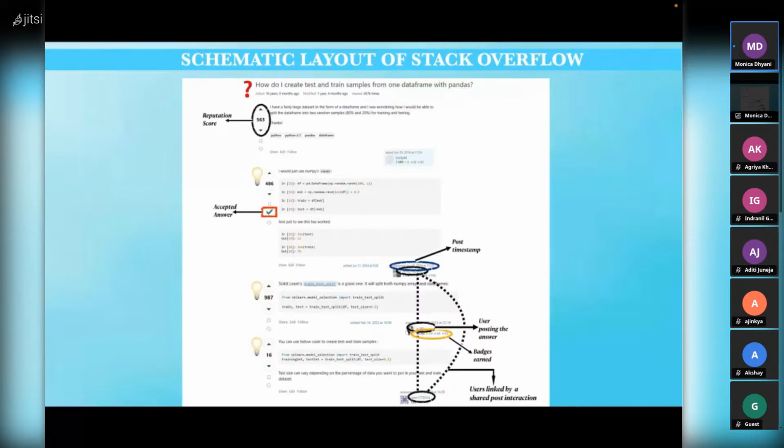And every post is accompanied with the user's details also, like user's name, user's badges earned, as well as post timestamp. Timestamp is the time at which the post was created. So these are the things that you will get to see there.